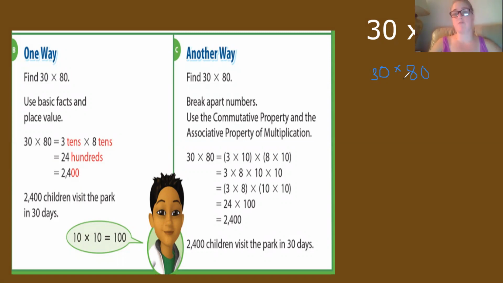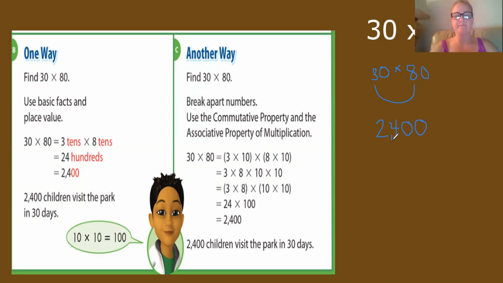The easy way to do this is kind of the way we did it last week with our tens. You really could just multiply 3 times 8. What's 3 times 8? 24. And then because the ones are both zeros, I just transfer my zeros down. So a 0 and a 0, and I put my comma.